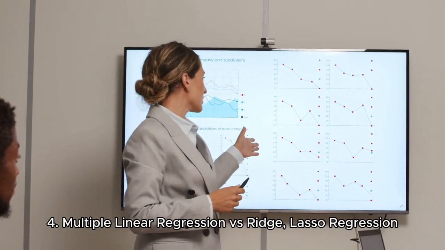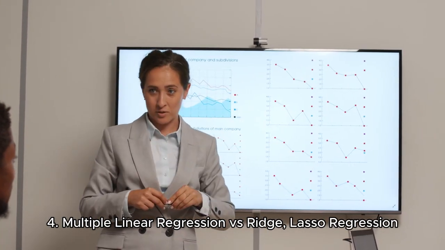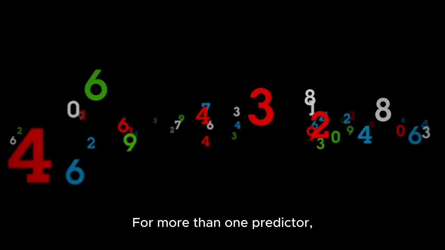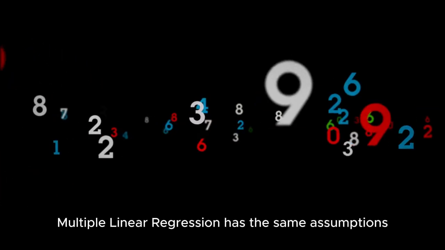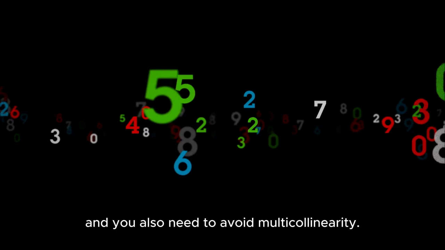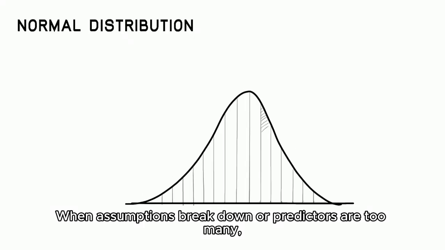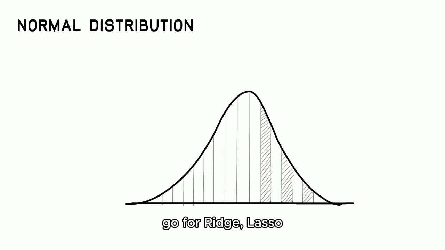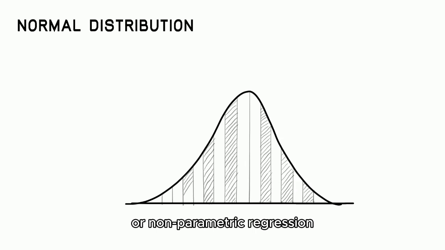4. Multiple linear regression versus ridge or lasso regression. For more than one predictor, multiple linear regression has the same assumptions, and you also need to avoid multicollinearity. When assumptions break down or predictors are too many, go for ridge, lasso, or non-parametric regression.